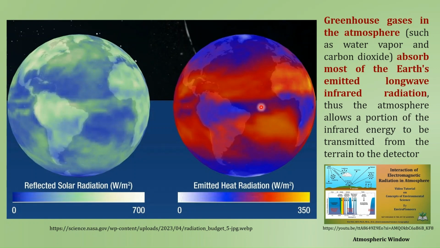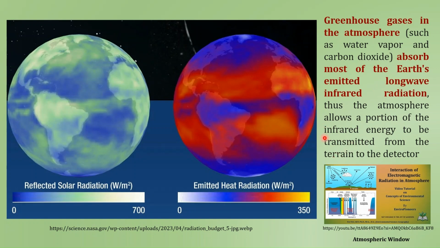If we see the satellite data of Earth for the reflected solar radiation and the emitted heat radiation, we can see the difference. Here the range is from 0 to 700 watt per meter square, while for the emitted heat radiation the range is only from 0 to 350 watt per meter square, because most of the earth's emitted long wave infrared radiation is absorbed in our atmosphere by the greenhouse gases like the water vapor and the carbon dioxide, and because of this only a portion of infrared energy is transmitted from the terrain to the detector.